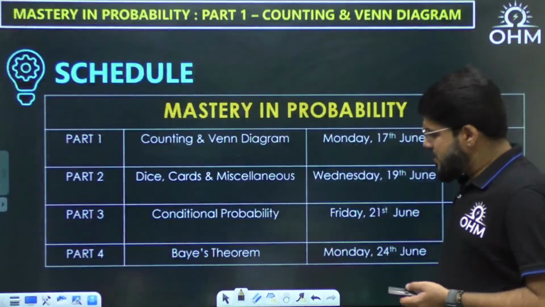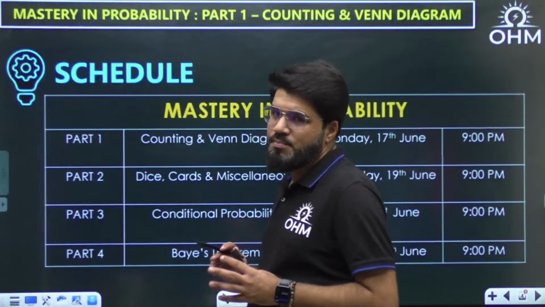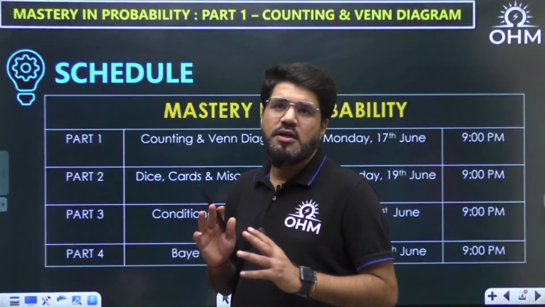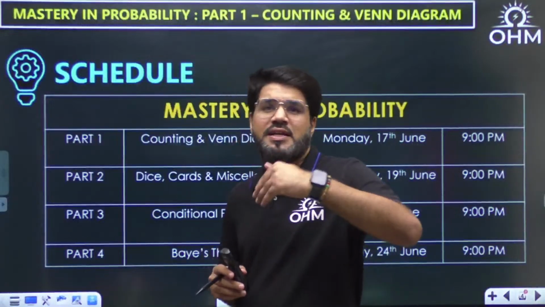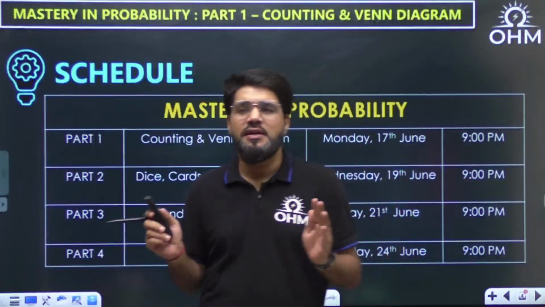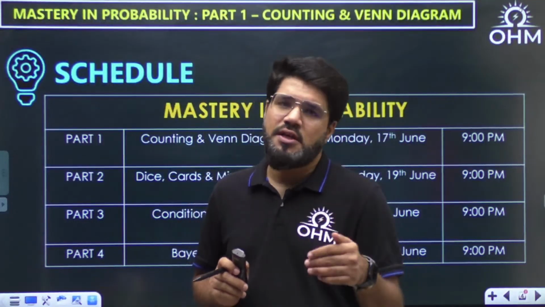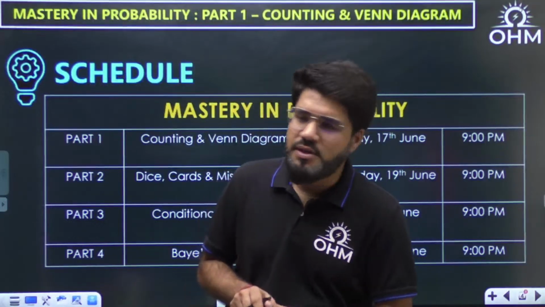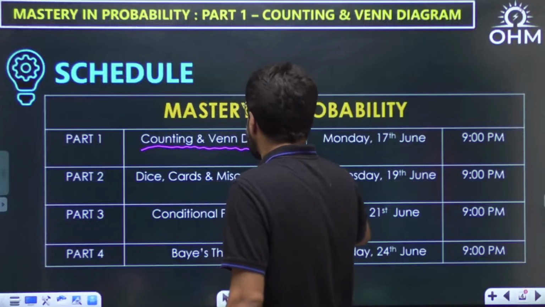Now guys, this is what my plan is. Let me elaborate the plan, how to approach this topic probability. I'm touching first of all probability. Later on, we will touch probability distributions. First, let us be very clear with probability, let's be strong in probability. Then let's touch the different distributions and random variables. So today we'll take up the concepts and questions which are related with counting and Venn diagram.